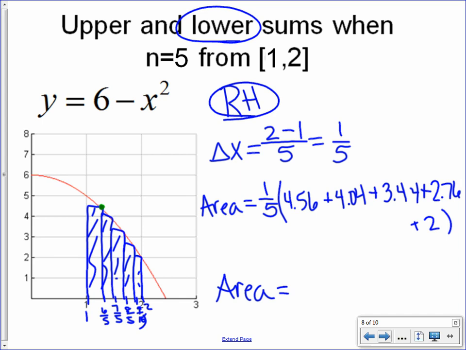Anybody have an answer for me? 3.5. 3.36 is what I got. I like 3.36.